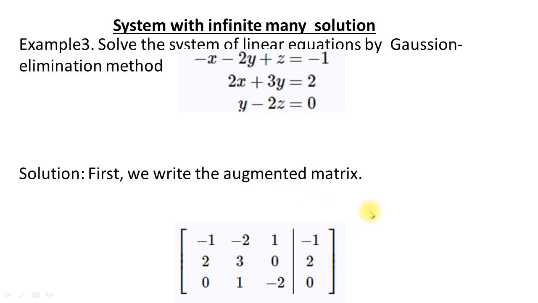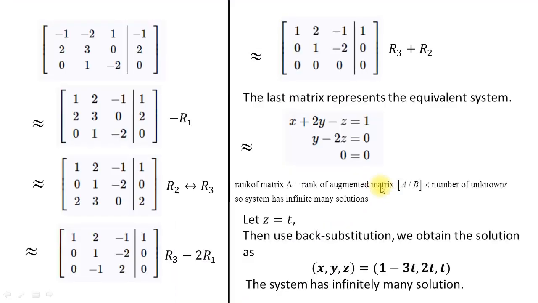Now perform row operations to convert this augmented matrix to the echelon form. First of all, multiplying the first row by minus 1, we obtain 1, 2, minus 1, 1. The first entry is 1. On this main diagonal we need 1s for the echelon form. Now interchange the second row and the third row, so that we obtain 1 on this diagonal. We get 1, 2, minus 1, 1; 0, 1, minus 2, 0; and 2, 3, 0, 2.